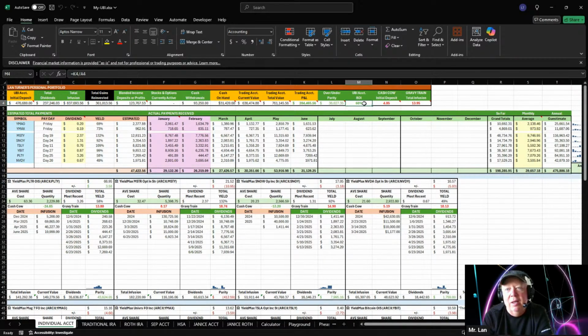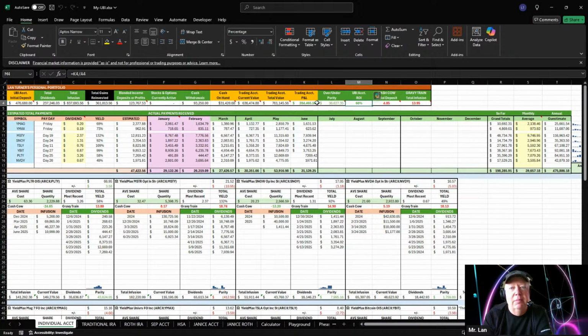But my UBI account ROI, return on investment, is 60%. Right now it's sitting at 60%. That's pretty good return on your money. It's better than you're going to get in the S&P 500, which averages 10%. All right. So by doing it this way, building my own portfolio out of the Yield Max funds, I'm getting so far a 60% return. It's a little bit better than the S&P 500, which is 10%. All right.